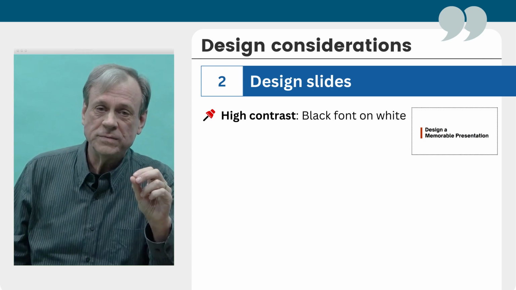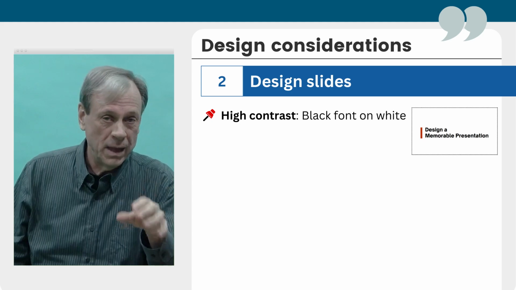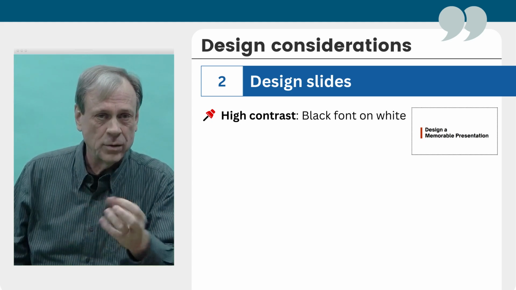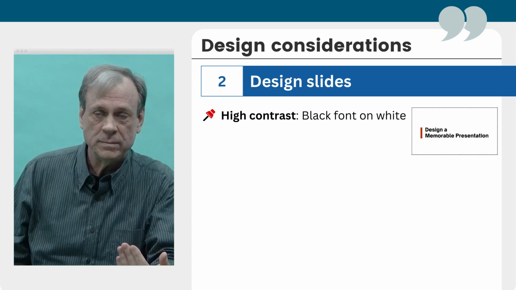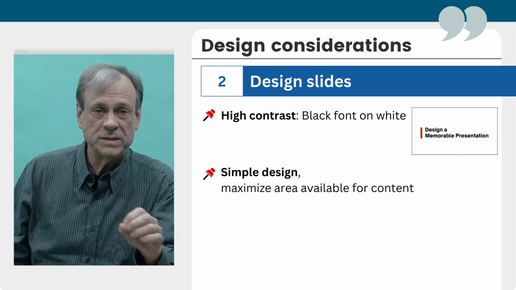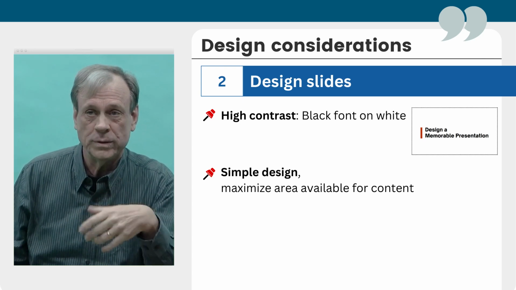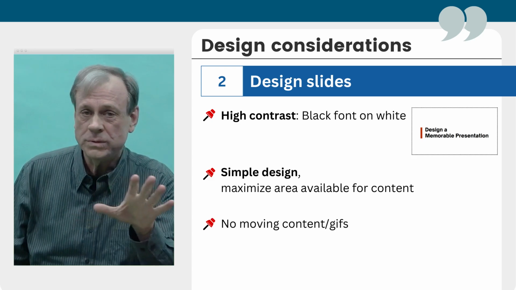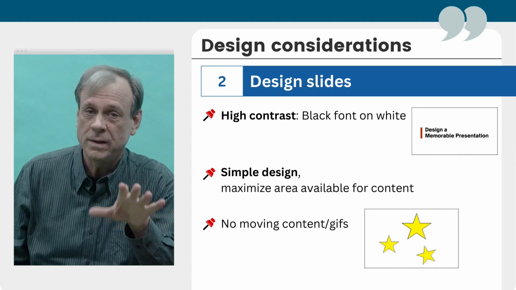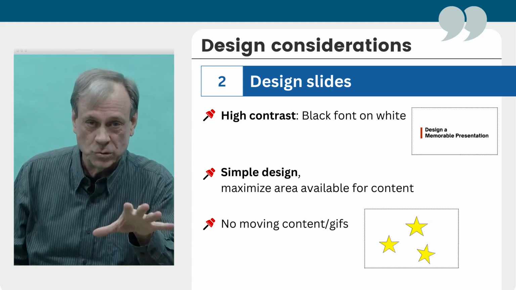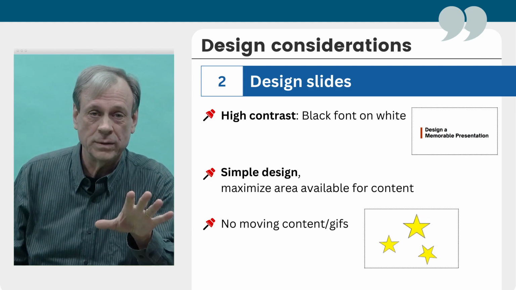Okay, also in terms of design, the easiest and simplest way is to use black on white or black on a fairly light color. That gives you high contrast, makes it most visible. Use a fairly simple design, again, so you maximize the area available for putting other things. And don't use any moving content or GIFs, because as soon as something starts moving, your audience's attention is going to be drawn to that moving object, and they're going to forget whatever you're talking about.